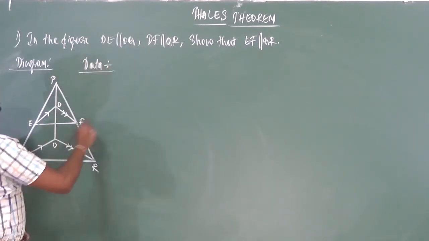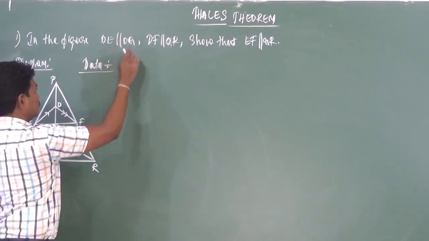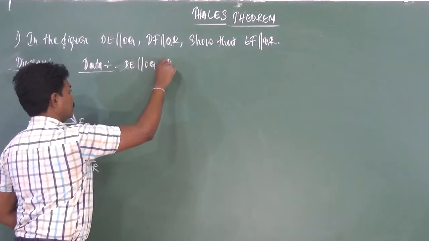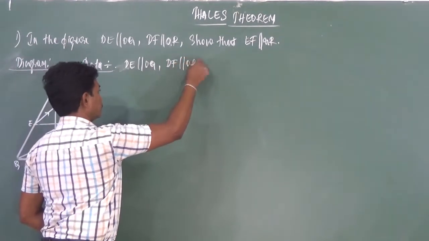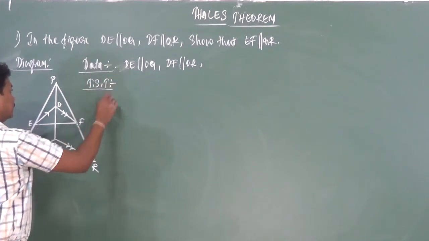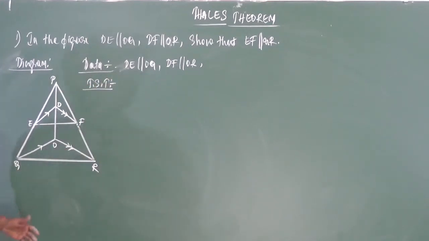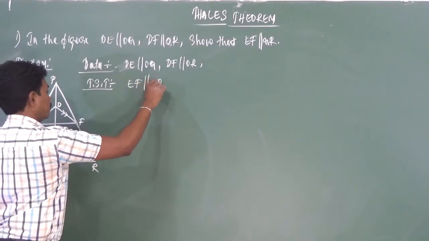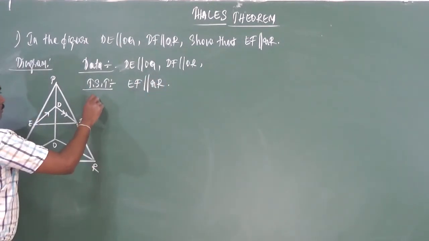DE parallel to OQ, and DF parallel to OR. These are the things given. Show that EF is parallel to QR. Problems that say "show that" are called identities, and problems that say "prove that" are called riders. So let us get into the proof.